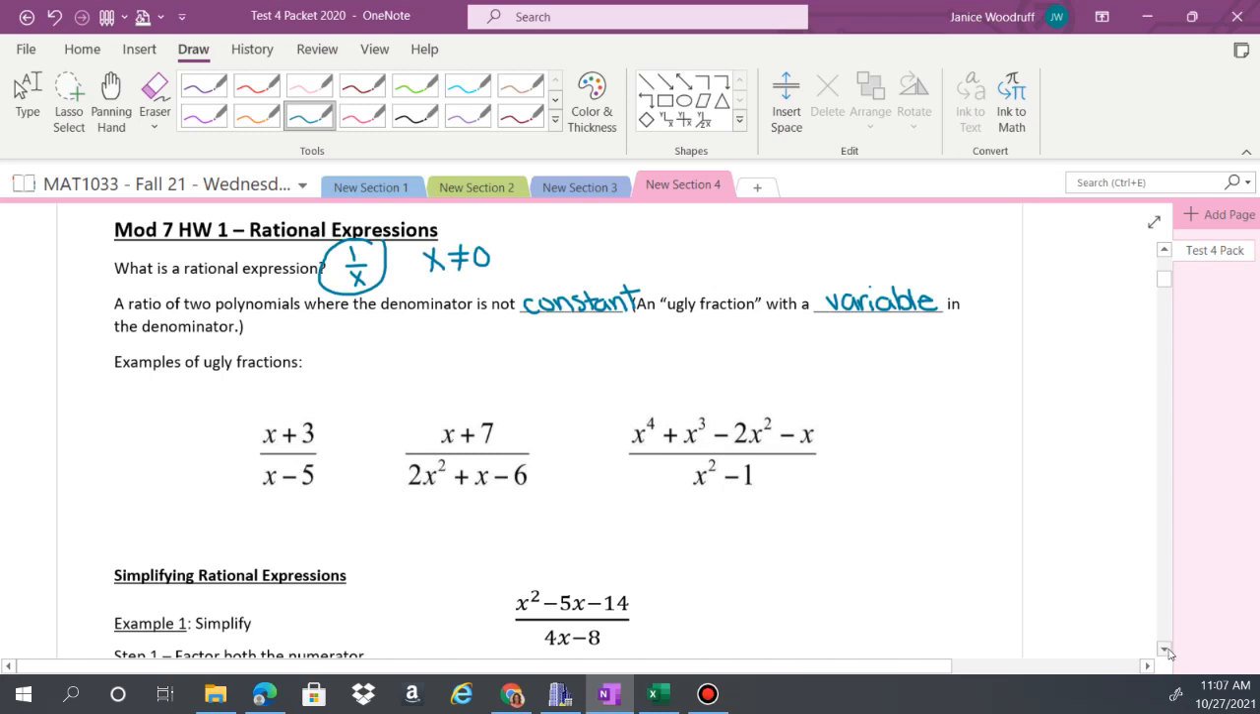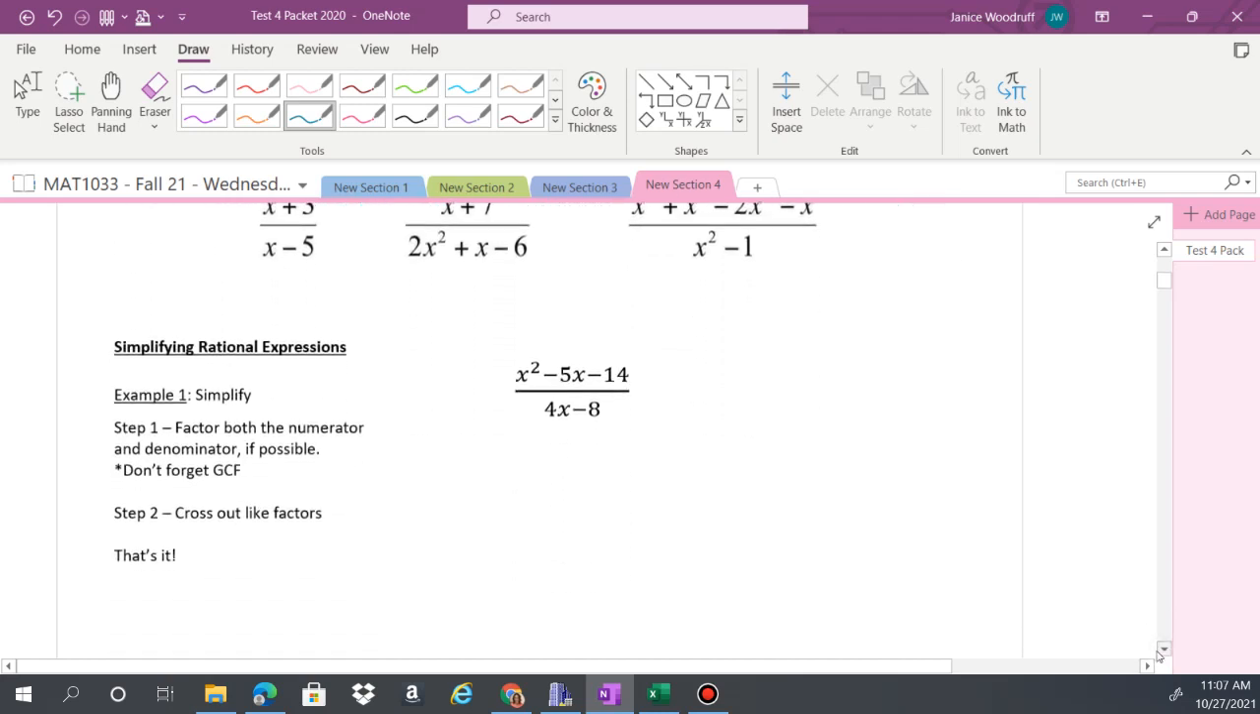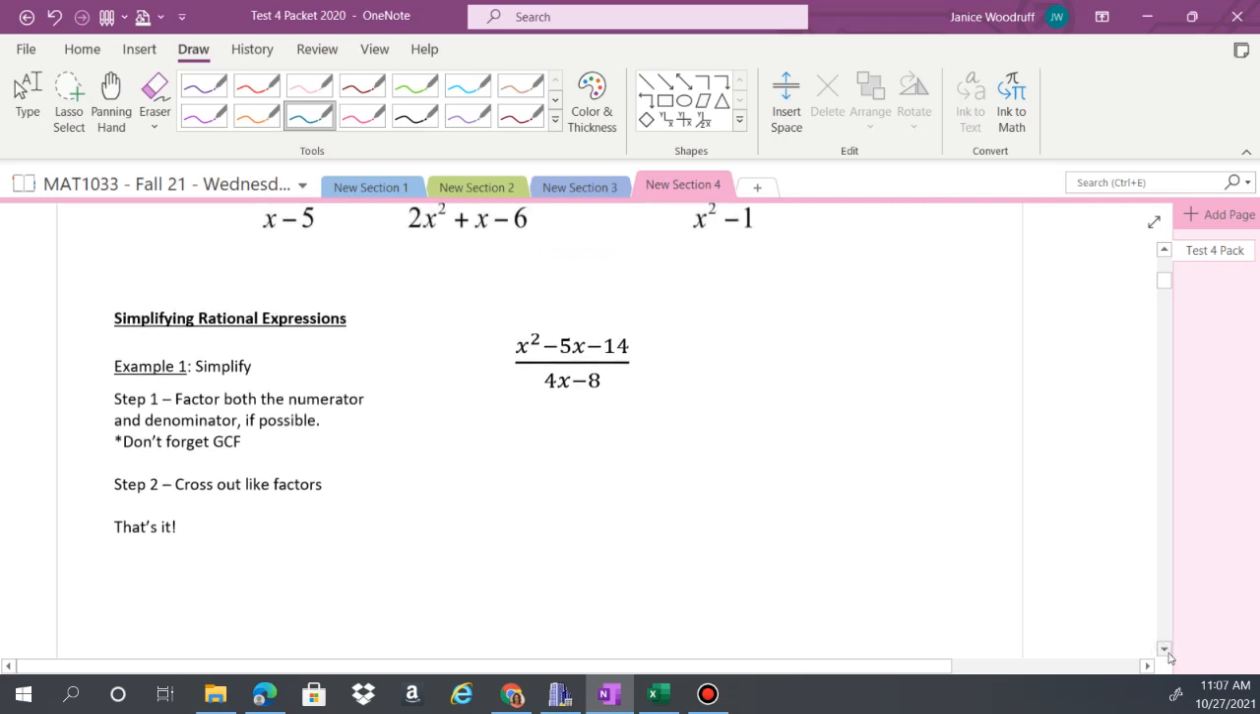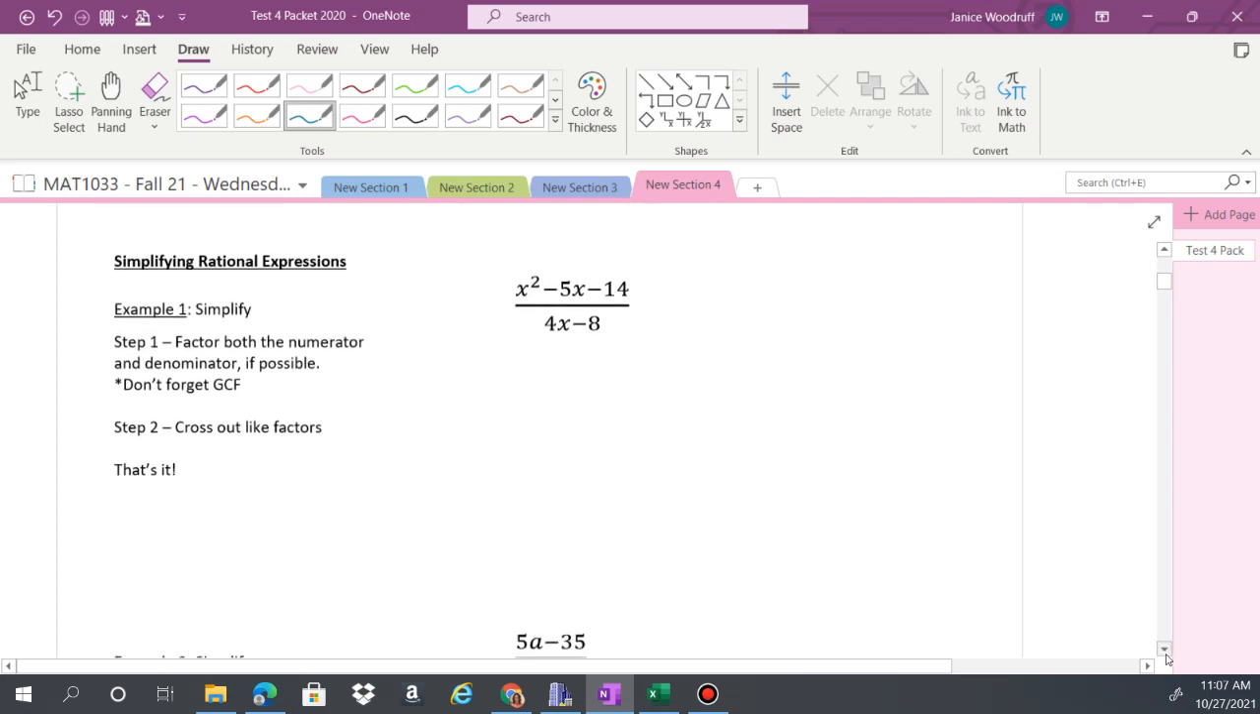Before we do that, though, we're going to just simplify them. Basically, we're trying to make the fraction smaller and prettier. Sometimes we can, sometimes we can't. Sometimes when we simplify it, we make it uglier. But we want to follow these steps to simplify. The first step is to factor both the numerator and the denominator as much as we can. Always look for a GCF if you can.